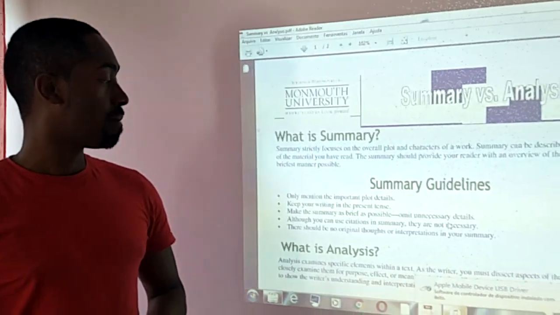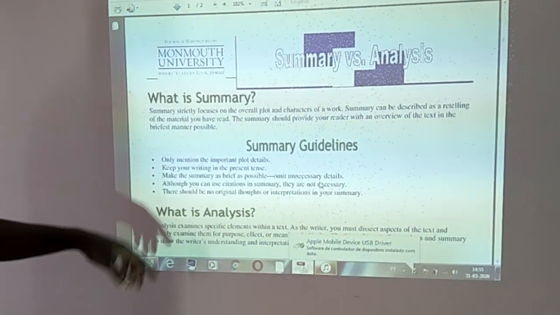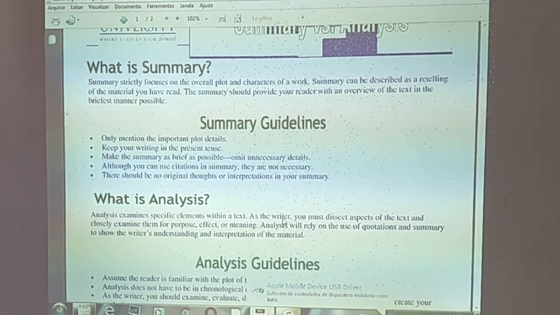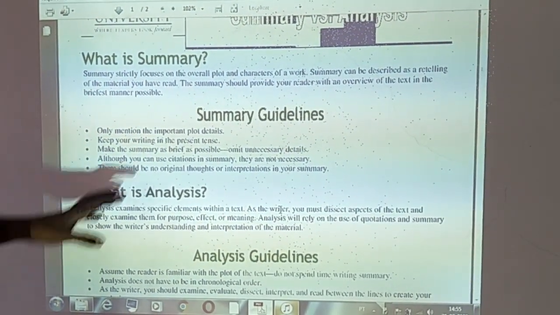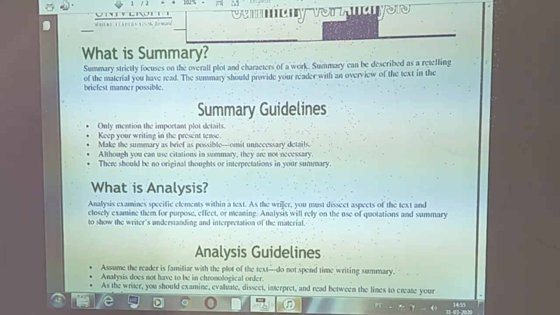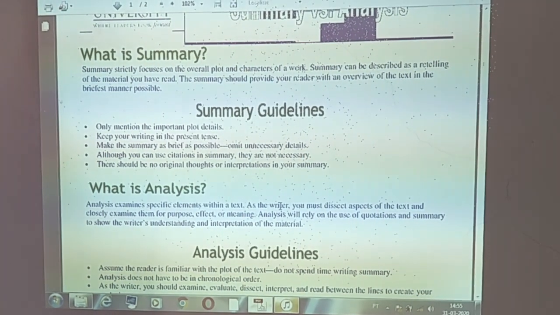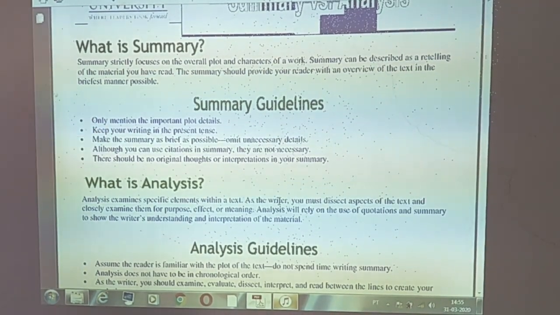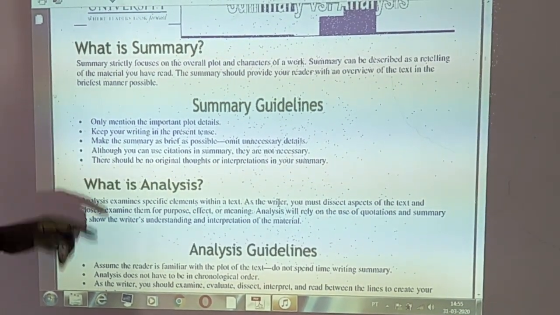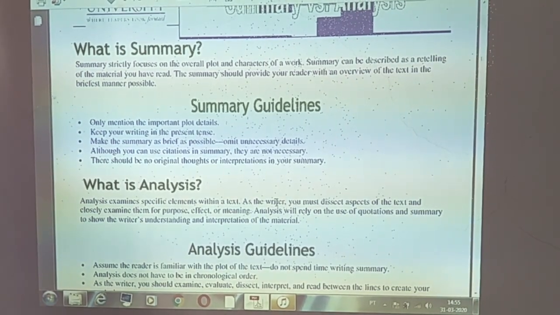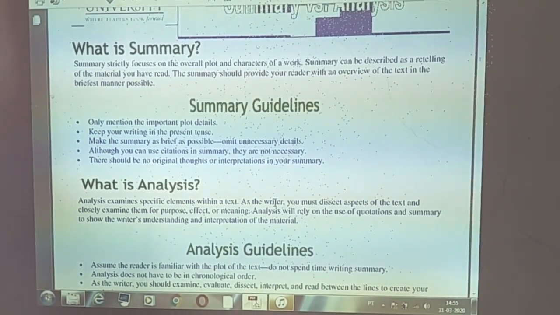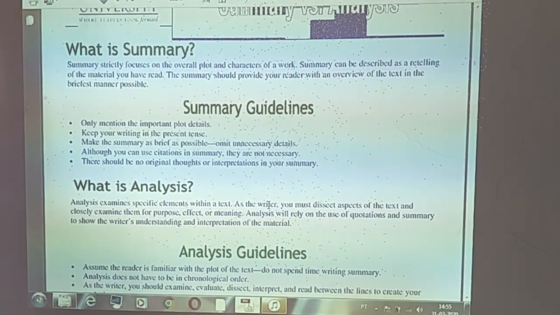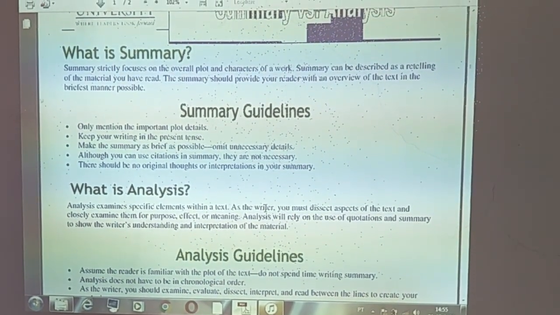So today we're going to talk about a little bit of summary and analysis. I know that you have read about summary and analysis, all right? So these are some of the guidelines that you have. As you know, your summary has to be in the simple present. Keep your writing in the simple present, all right? Your summary should be brief. You should make sure that you're not going to write everything and include unnecessary information, all right?